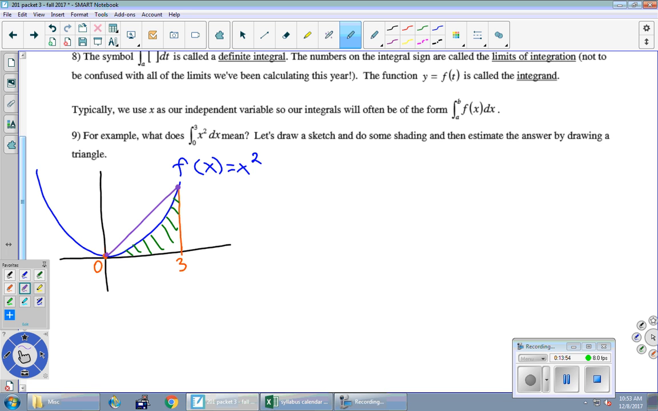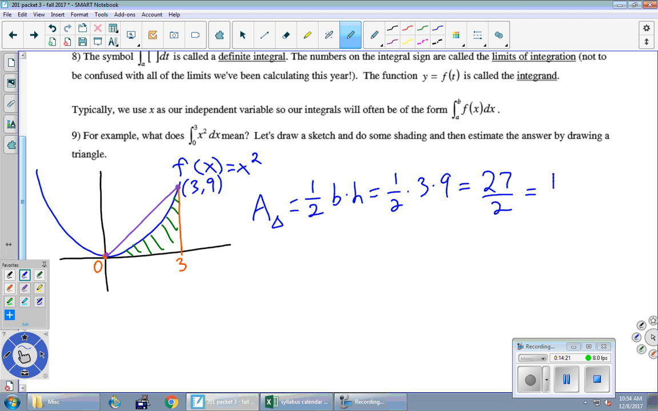Okay, so what is the height? Well, I don't know. How do you find the height? Yeah, we got to plug in the value, right? Like you have the formula there. So we plug in 3. This is the point 3 comma 9. And so the area of my triangle, half base times height, half of base is 3, height is 9, right? So we get 27 over 2, 13.5.